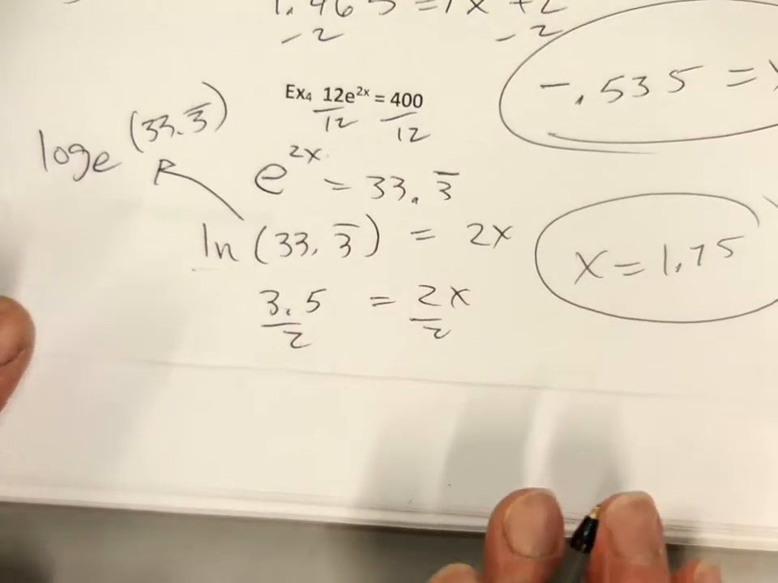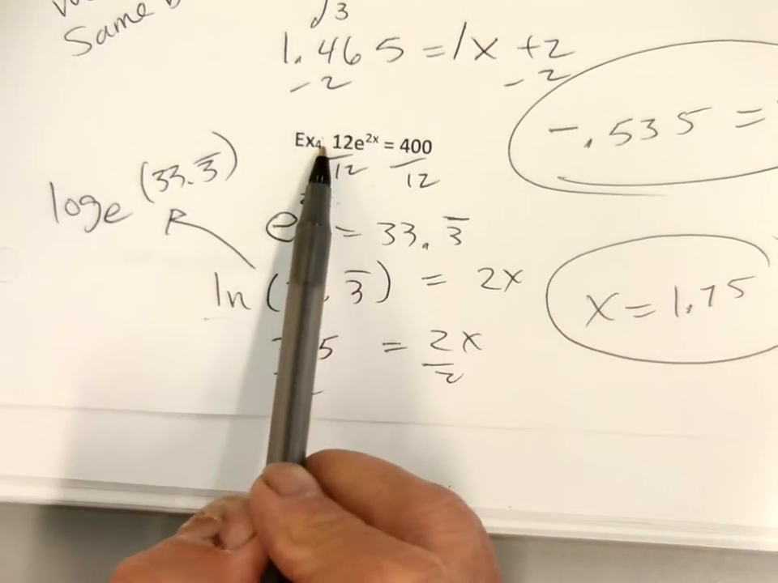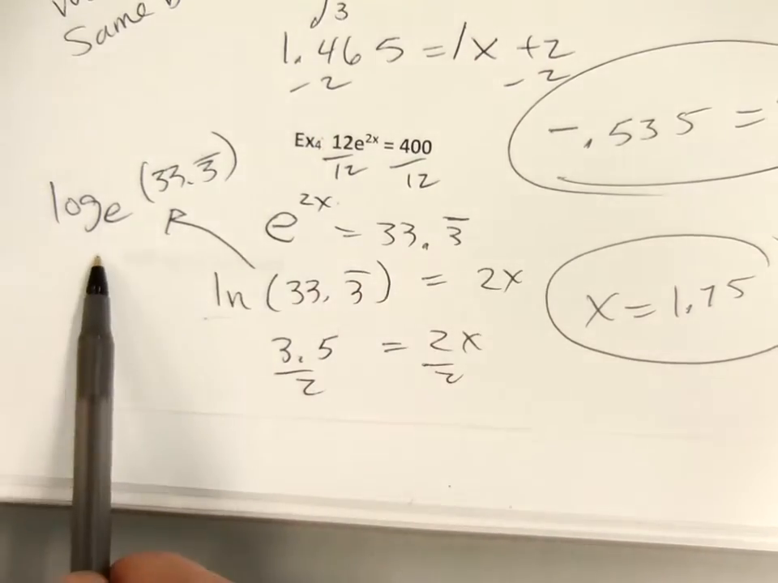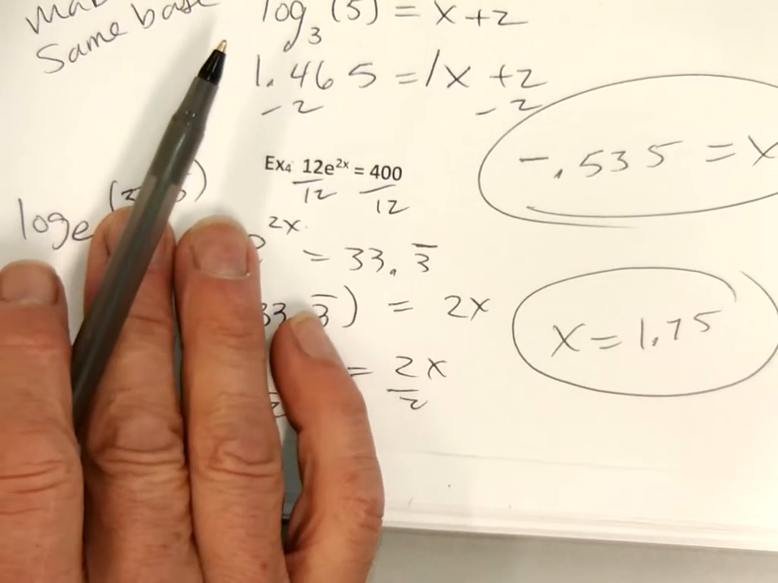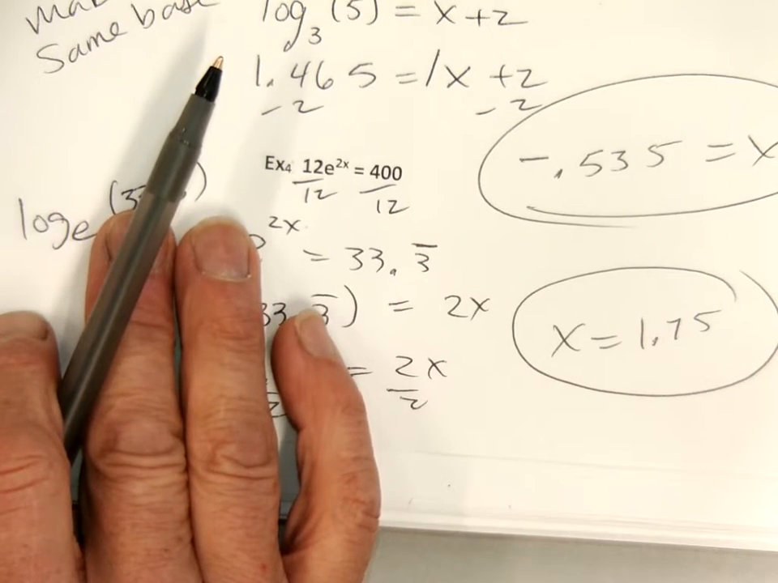Okay, a little bit harder. But the trick was divide by 12 first to get rid of the 12, and then change it to a log. Okay, turn the page. Am I going too fast? Okay.